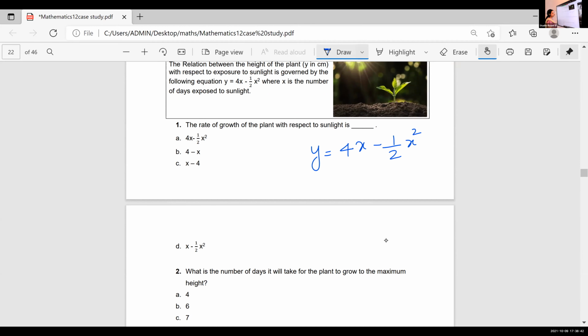So for maximum, what do you have to find? First order derivative and second order, isn't it? So 4 minus x. What is d square y by dx square? It will be minus 1, isn't it? Maximum means you should get negative. Okay, easily you are getting this condition. Then what is the value? Check it.